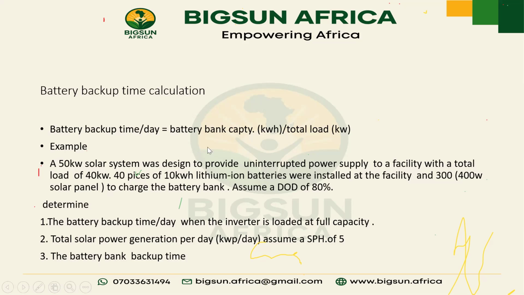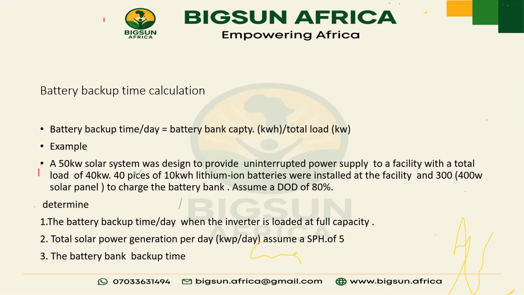So when I say determine the battery backup time when the inverter is loaded at full capacity, that's 8 hours. What we are going to do now is 320 kilowatt hour divided by 40 kilowatt, 40,000. That's 8 hours. So 320 divided by 40 is 8 hours. So when you load this battery fully, you are going to have 8 hours, right?